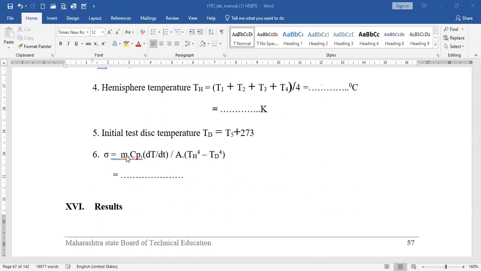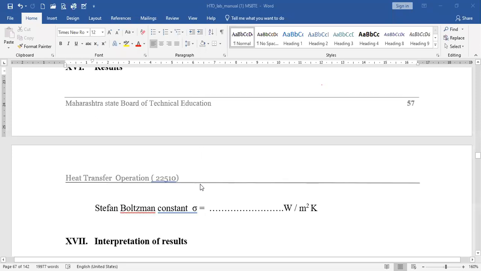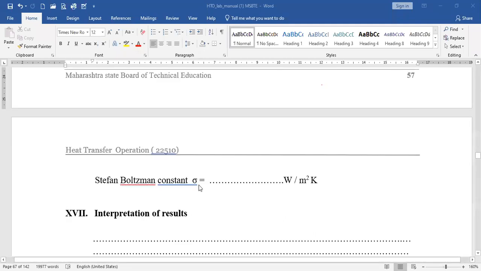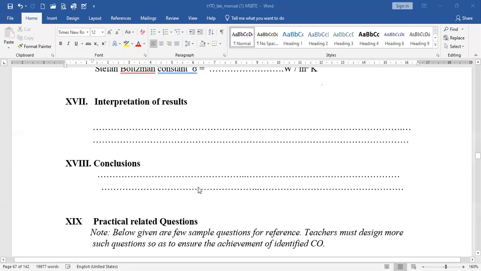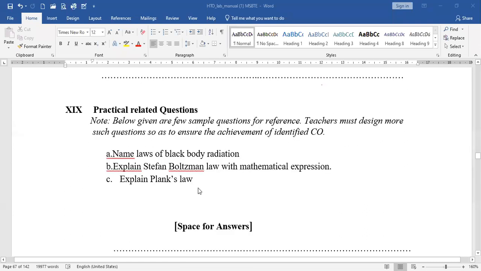So we know the mass, Cp, dT by dt, area, Th, Td, all the parameters. On the basis of this, we can calculate this sigma, which is nothing but the Stefan Boltzmann constant. Whatever value you have calculated should be written in the results. If the actual value, that is the sigma value from the practical point of view, is not exactly equal to the ideal value, then you can interpret the result and conclude the experiment, right?